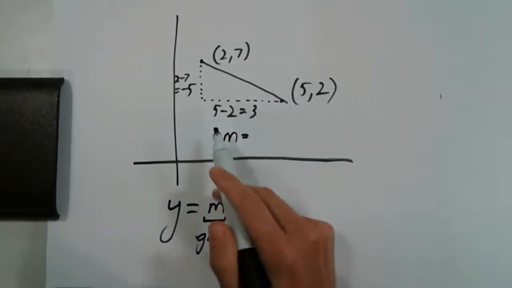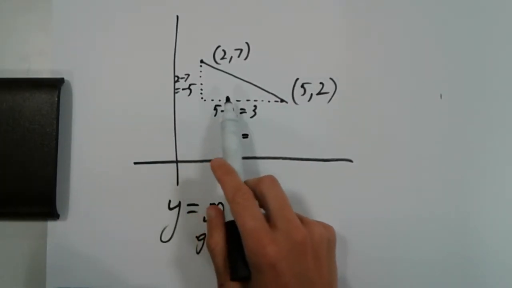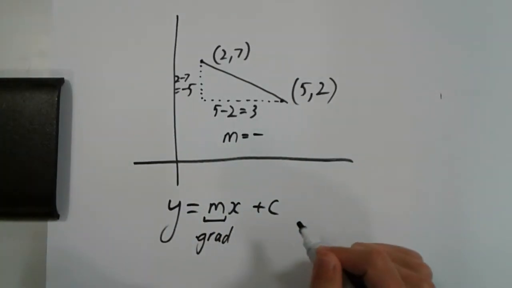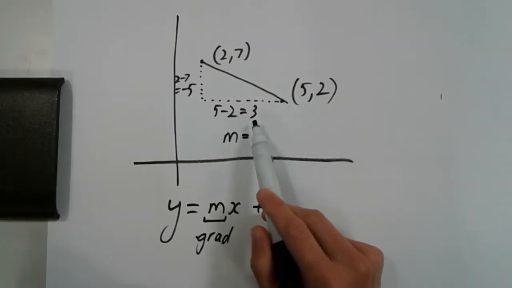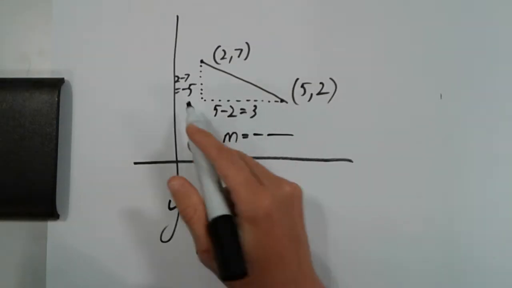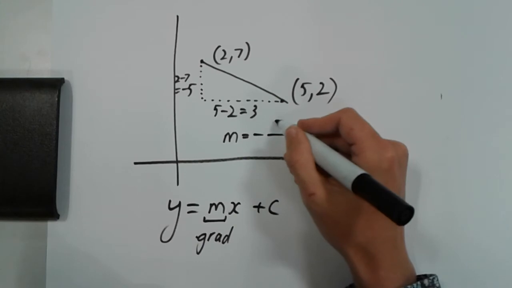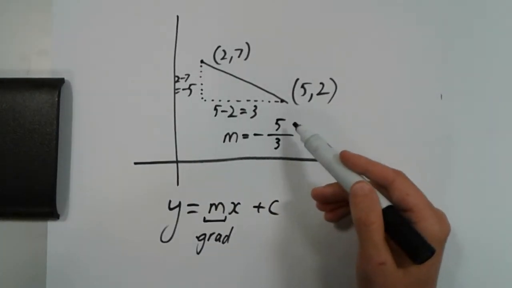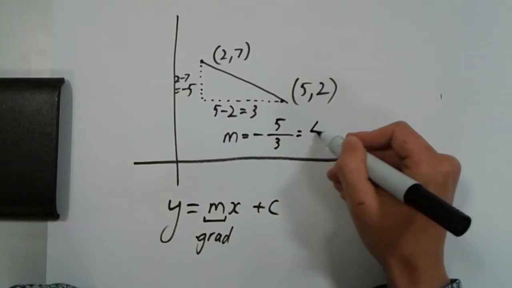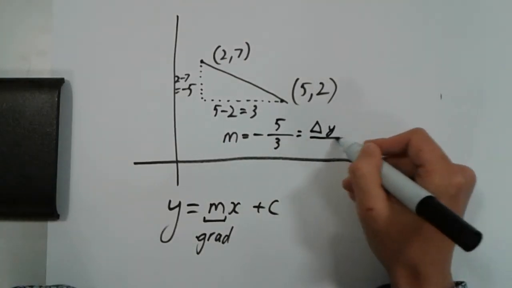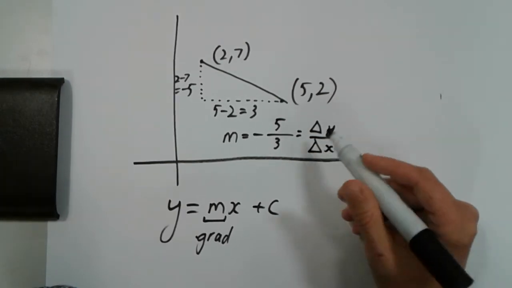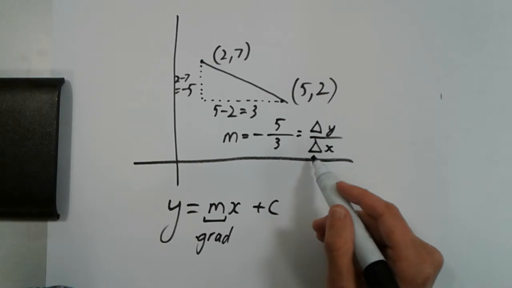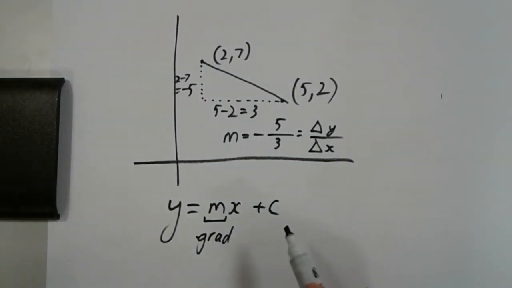Like we said, how much we move up for every one across. Because we're moving down in this case, that's a negative movement. And here, we've actually moved 3 across in order to move 5 down. So our gradient will be -5/3. Change in y over the change in x. Sometimes write that as delta y over delta x. Delta just means change in y over the change in x. And there we have our gradient.